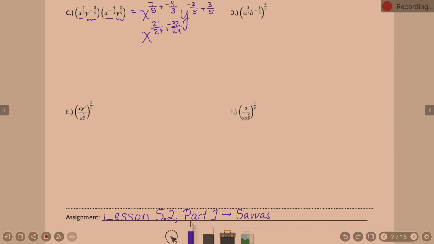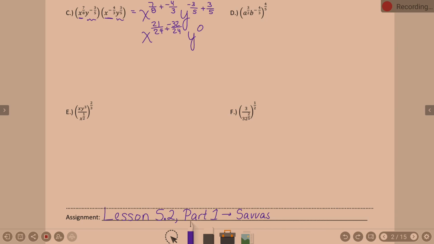Now, I don't want to lose track of my y. We already have a common denominator with y, don't we? 5. What is negative 3/5 plus 3/5? 0. I was going to say actual numbers. Negative 3/5 plus 3/5. Opposite signs are canceling each other out.